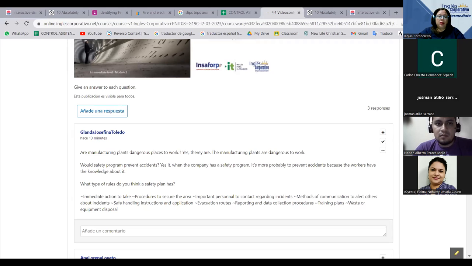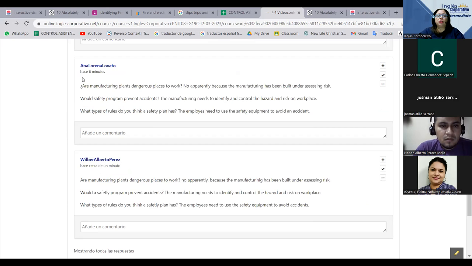What type of rules do you think a safety plan has? Immediate action to take, procedures to secure the area, important personnel to contact regarding incidents, correct methods of communication to alert others about incidents, safe handling instructions and applications, evacuation routes, reporting and data collection procedures, training plans, waste or equipment disposal. Yes, and the way to stock all the products, right? So different kinds of procedures.